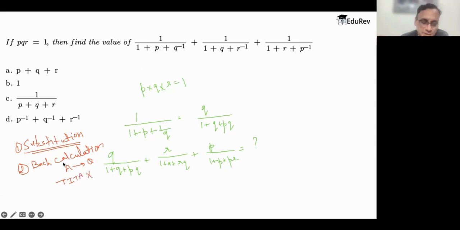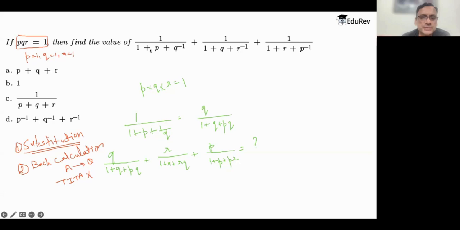Substitution is possible in a lot of places. Here, for example, the moment you see PQR equal to 1, one thing that automatically comes to my mind is, why not take P equal to 1, Q equal to 1, and R equal to 1? Nothing easier, right? Then P into Q into R is equal to 1, right? Let's fit that.